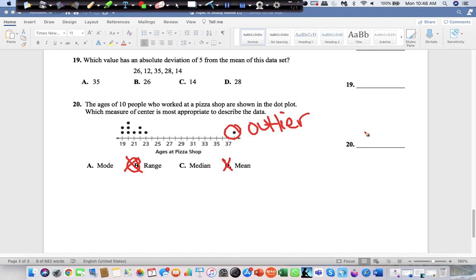Okay, so in either one of these, I believe A or C would be a good answer, but because of what we're talking about, the ages of people who are working in the pizza shop, I believe that our best answer would be C. So I will take either A or C, but I would choose my best answer as being C, the median.